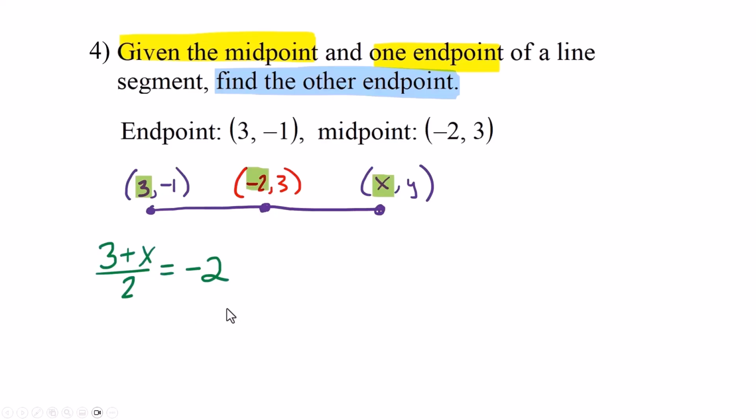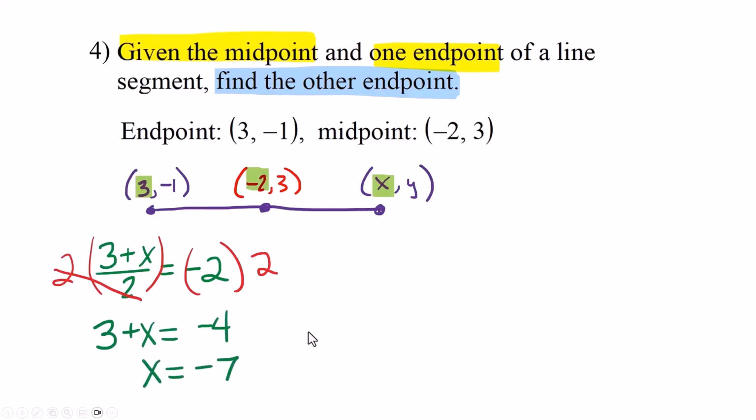All right, so that's one little equation I need to solve. Start by multiplying that by 2 to cancel that fraction. Then if you multiply one side by 2, you got to multiply the other side by 2. We end up with 3 plus x equals negative 4. And then subtracting 3 from both sides, we get x equals negative 7. So this x will be negative 7.